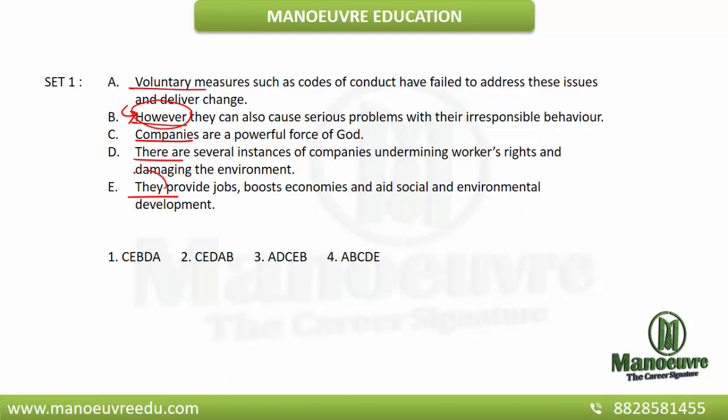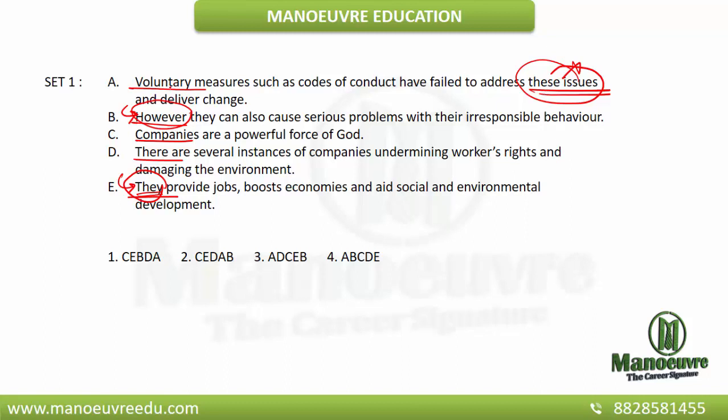Let us move ahead. They. Again, they is a pronoun which is talking about some noun. Something has already been spoken about before and I am again referring to that thing here by the word they, so this also cannot be the opening sentence. Now let us look more closely. Voluntary measures such as codes of conduct have failed to address these issues. Here again, these issues means the issues have been spoken about before and therefore I am talking about those issues here as these issues. So this also cannot be the opening statement.